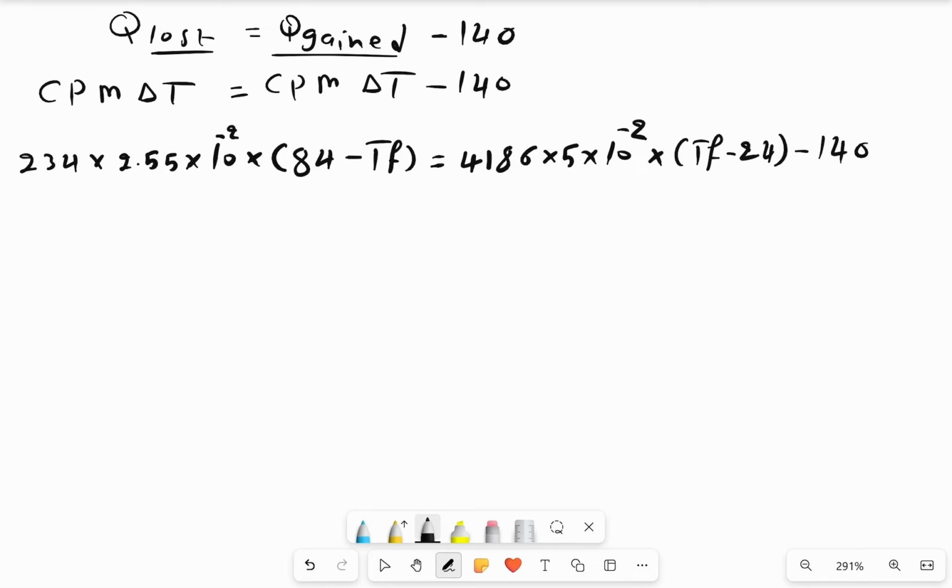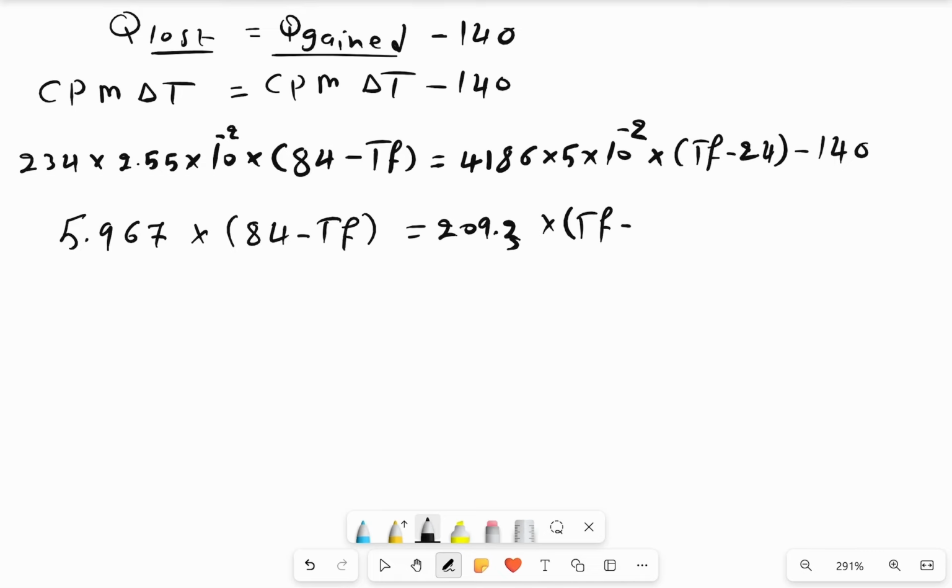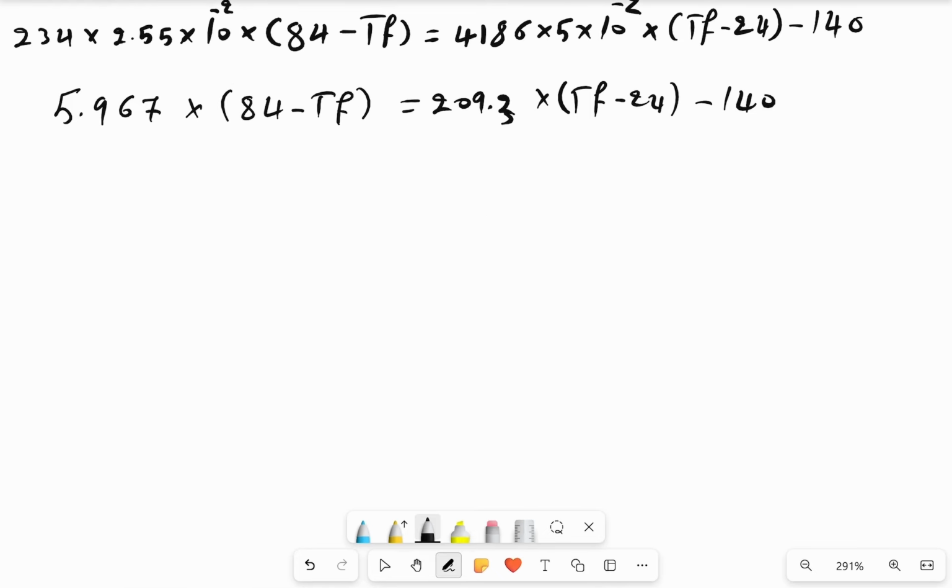Now, first of all, multiply this and multiply this one too. So we have 5.967 times 84 minus T final, which is equal to 209.3 times T final minus 24, minus 140. Now, just basically multiply them and that's it. Multiply this by this and multiply it by this one. Multiply this by this and multiply by this one.